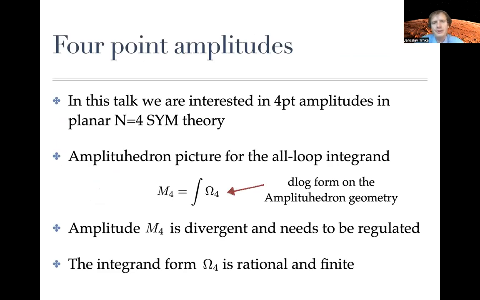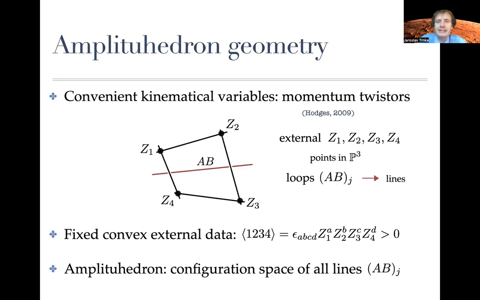I will not talk about the amplituhedron in complete generality because there is a lot of language I would have to introduce, so I will look specifically at the case of 4-point amplitudes, where things are very simple. The amplituhedron picture is for the loop integrand, and the result is some d-log form. If we would like to get the amplitude, which is IR divergent, we would have to do extra treatment and integrate it.